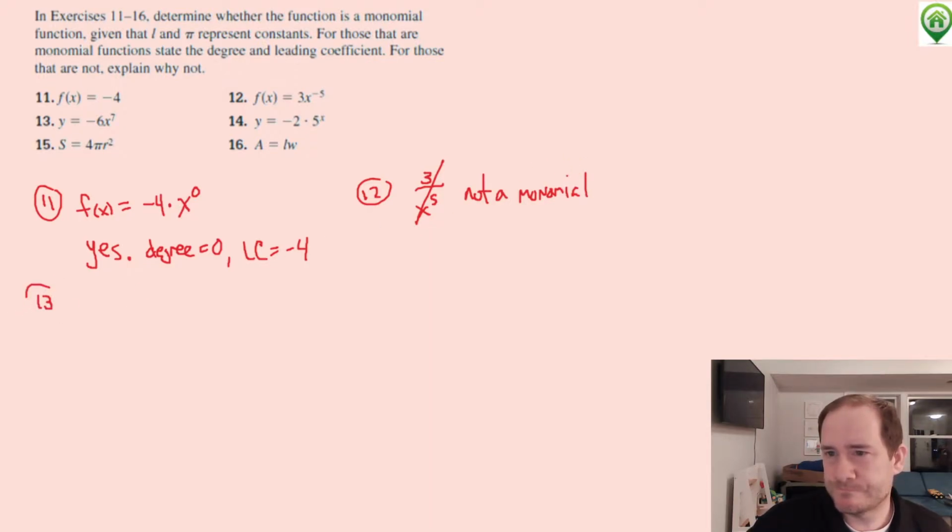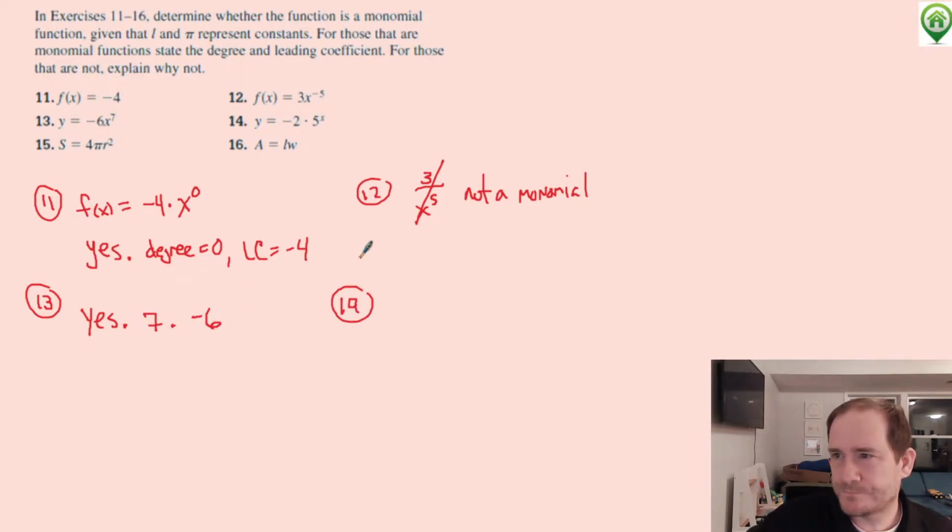13. Yeah, that's a monomial. Negative coefficients are fine. You just can't have negative exponents. So this guy is a yes. The degree is 7. The leading coefficient is negative 6.